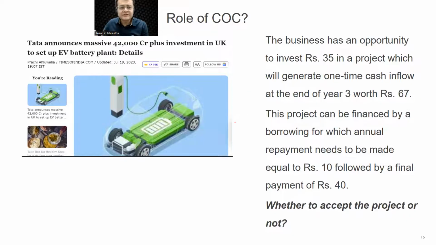So imagine it's a 3-year project. A business such as the Tata Group has an opportunity to invest rupees 35. Now, this could be $35 billion, million dollar, whatever, in a project which will generate a one-time cash inflow at the end of year 3 worth 67. Obviously, in a real life situation, you will have projects which are much longer. You'll have projects where cash flows may have different patterns, but just to introduce the concept to you, here is the timeline.